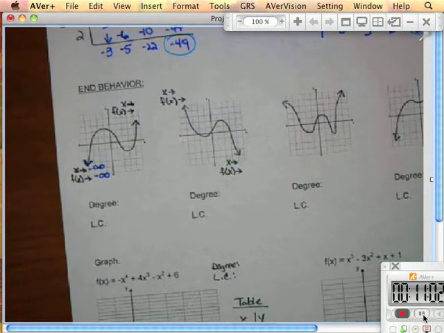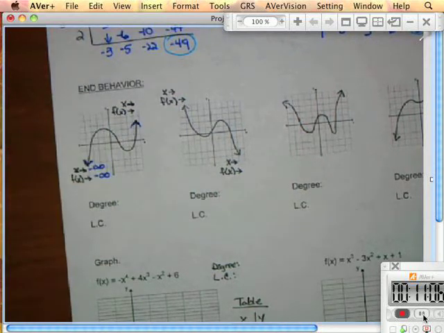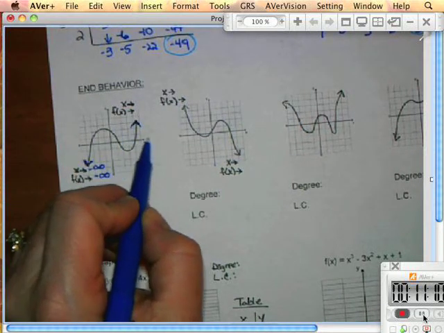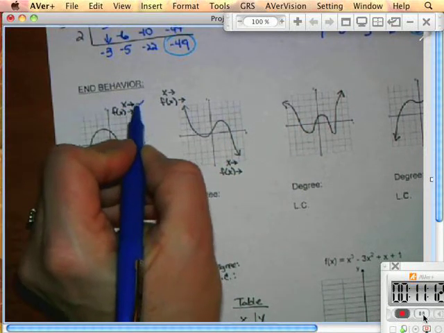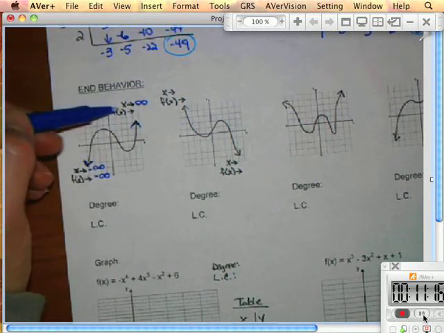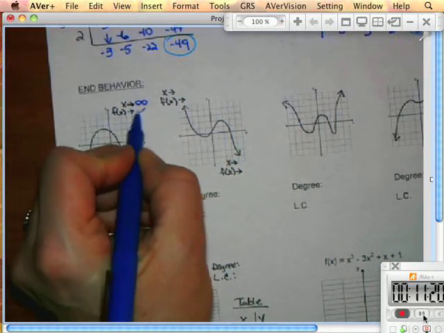Okay? Now we got to do the other end here, where the other arrow, the other end of the function is going. So here, the x values are getting bigger and bigger and bigger, so they're approaching positive infinity. And if you think about the y values, or the output of this function, the y values are also approaching positive infinity.